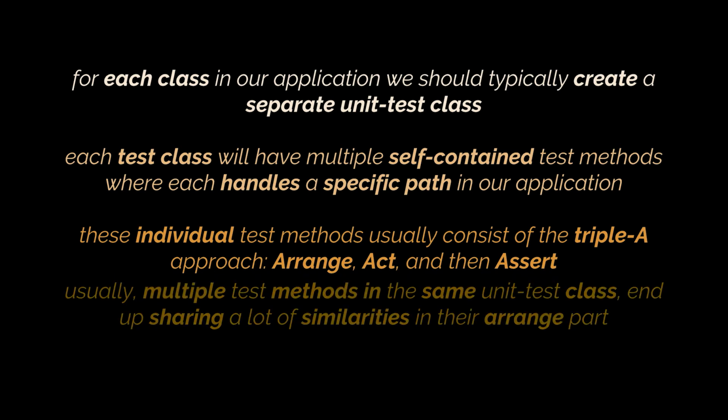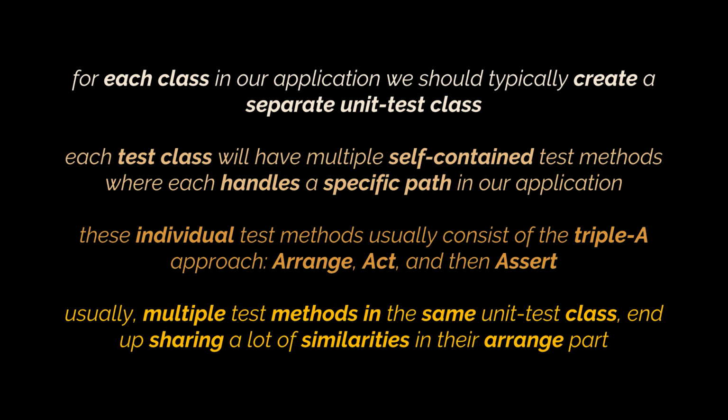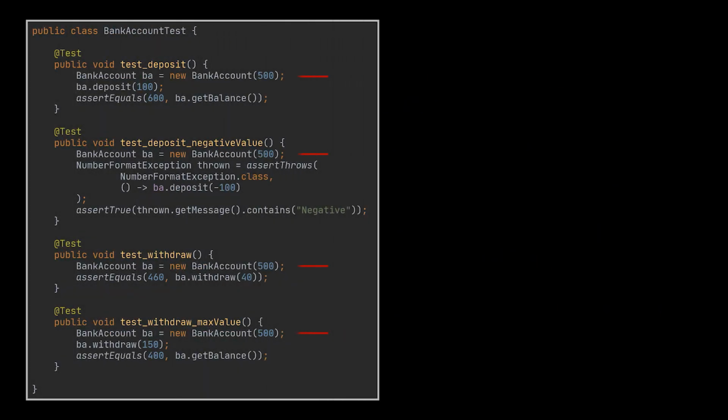Now, what is very common is that multiple test methods in the same unit test class end up sharing a lot of similarities in their arrange part. Often, they're going to repeat the same code that initializes the object representing the class we are trying to test. In the example you see, we are creating the same bank account object at the beginning of each test method, and we know that duplication is bad. So you'll be glad to know there is a way to simplify this.